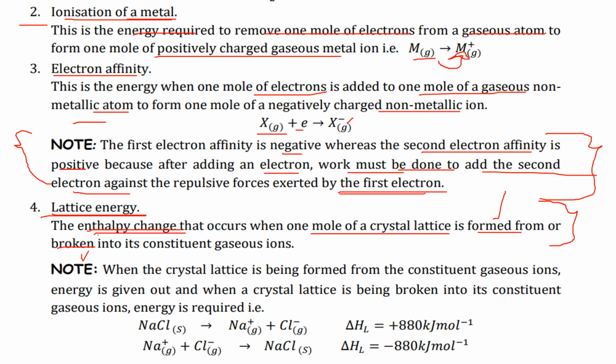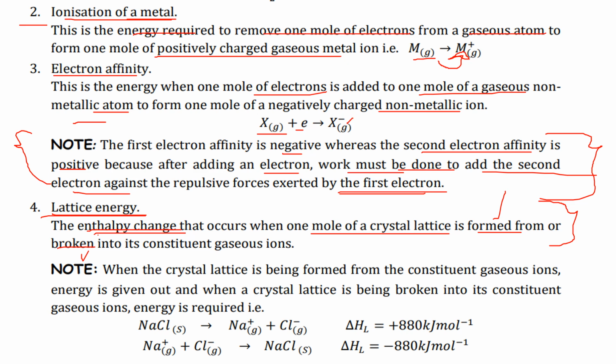In terms of bond formation, remember that bond formation causes release of energy. So you'll say that lattice energy is the energy released when 1 mole of a crystal lattice is formed from its constituent gaseous ions. That's the full elaborative definition of lattice energy. But if you want to define it in terms of bond breaking, then you use the energy required to break 1 mole of a crystal lattice into its constituent gaseous ions. So that's the definition of lattice energy.